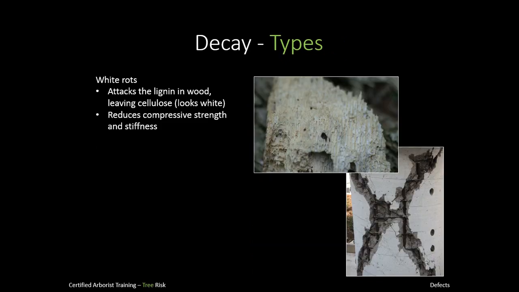There are different types of rots or decay. When you think of wood, look at that column in the bottom picture. That column is concrete with rebar in it, and that's a good analogy for what a tree is. The lignin of the wood is the concrete, and the cellulose is the rebar. So white rots attack the lignin, they eat the concrete, and they leave the cellulose, which is the rebar. And what that does is it reduces the compression strength and the stiffness, because concrete really makes things stiff, and you put a lot of weight on the concrete.